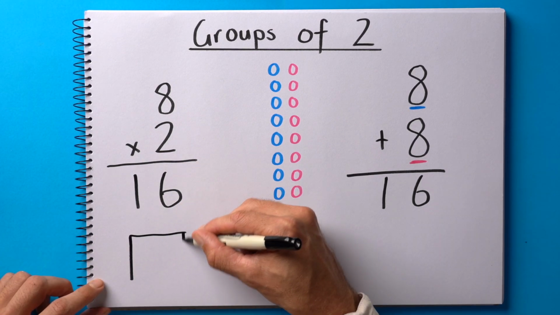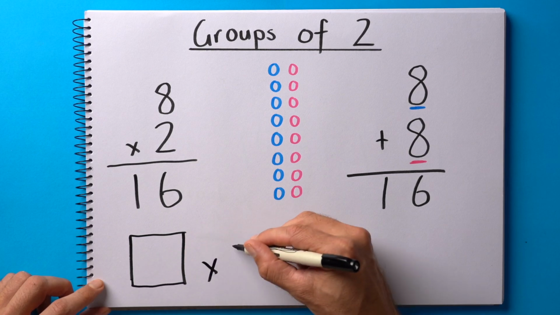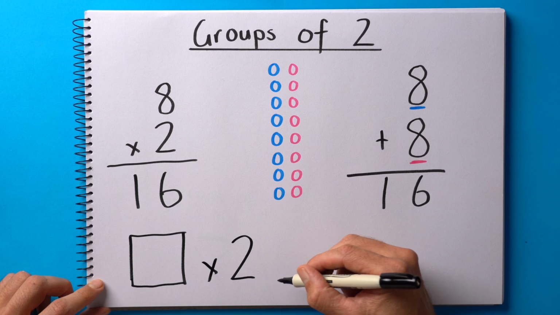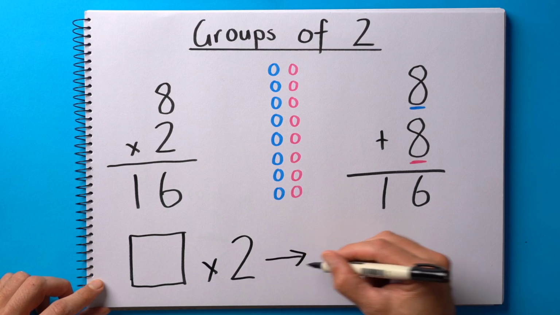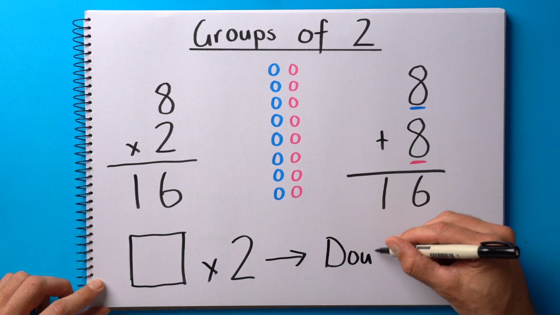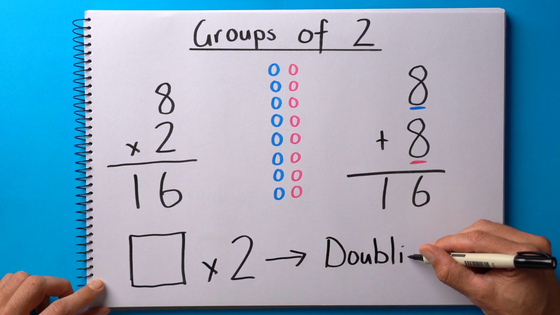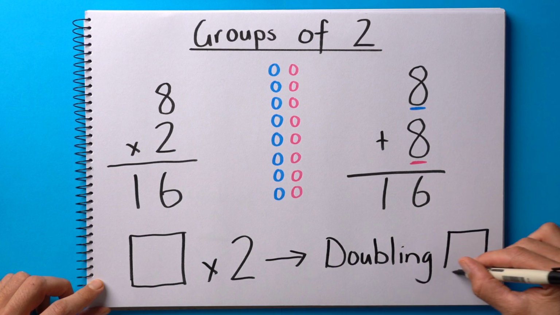Any number that we want to put into that square times by 2, we can work out by doubling whatever our number is.